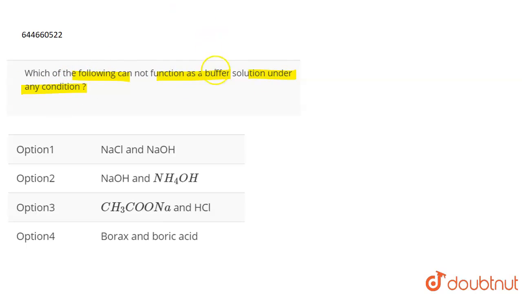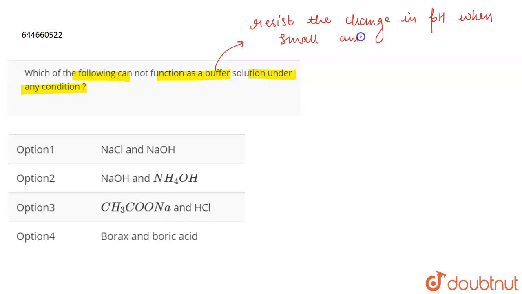The question is, which of the following cannot function as a buffer solution under any condition? Now, what are buffer solutions? Buffer solutions are those that resist the change in pH when a small amount of an acid or a base is added to them. That is what buffer solutions are.